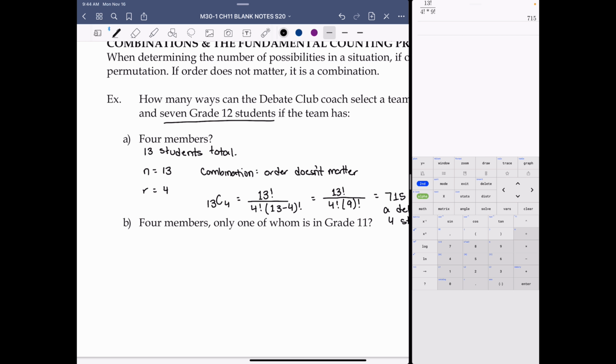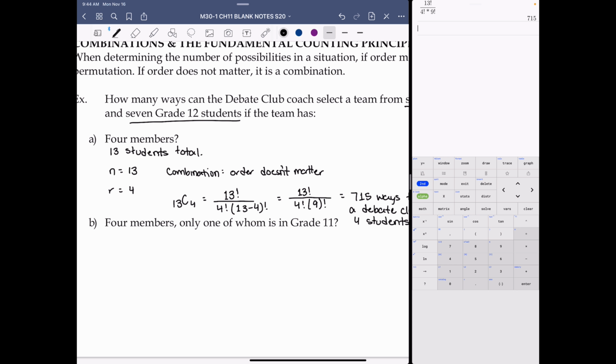Next example, how many ways can we select a debate club with 4 members, only one of whom is in grade 11? Again, the order doesn't matter. Whichever 4 members we have, it doesn't matter what order they're selected in, it's still the same group. So it's a combination.